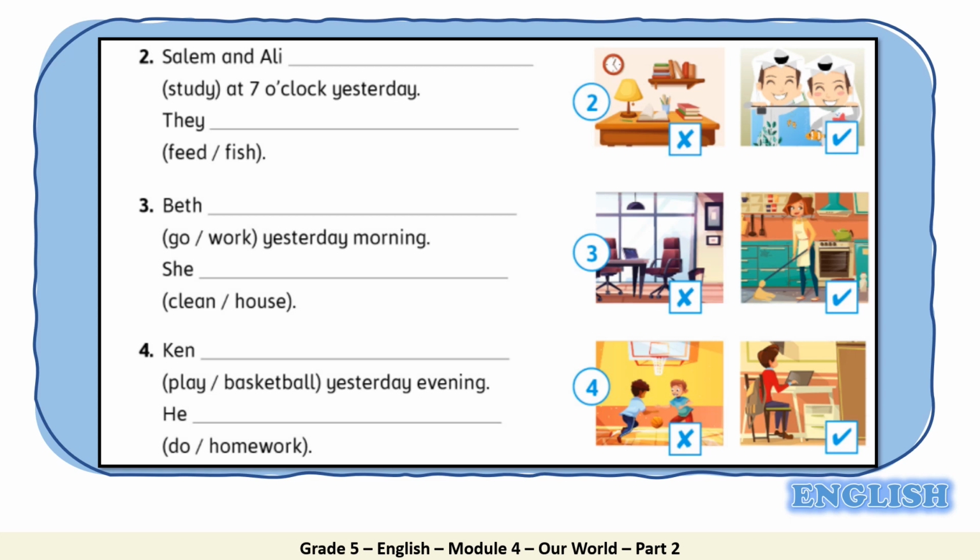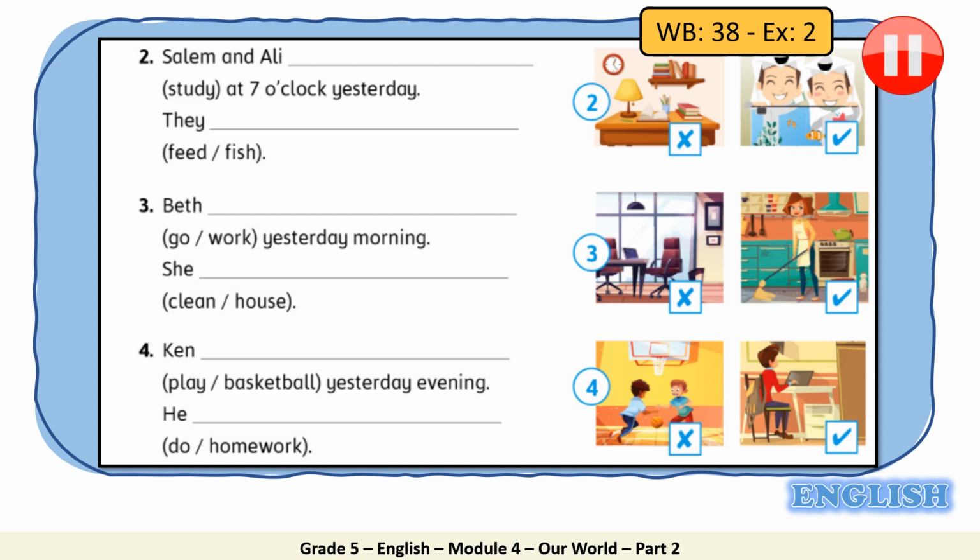For more practice on the negative and the affirmative form of had to, let's go to workbook page 38, exercise number 2. In this exercise, you are going to do like we did in the previous activity. Look at the pictures and write sentences using had to or didn't have to. Now, pause the video until you finish all the sentences and come back when you are ready to check your answers. Okay, are you done? Ready to check your answers?